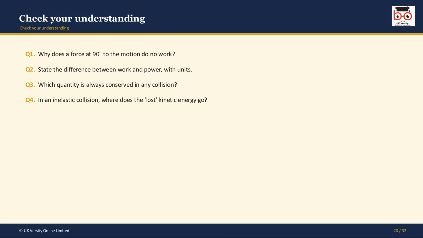Let's pause and check a few things. First, why does a force acting at 90 degrees to the motion do no work at all? Second, can you state the difference between work and power and give the units of each? Third, which quantity is always conserved in any collision, whatever its type? And fourth, in an inelastic collision, where does the lost kinetic energy actually go? Have a think before we press on.